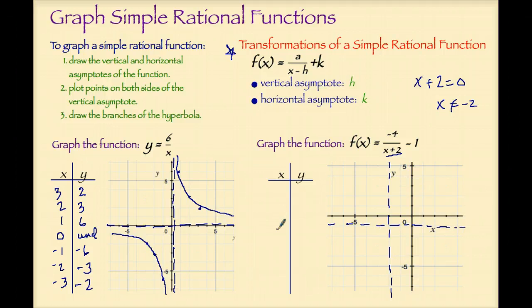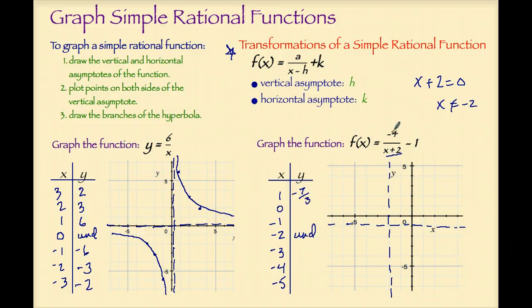Now, since the vertical asymptote is at -2, let that be in the center of your graph. The function is undefined there. And then choose 3 points on either side of -2. Once again, plugging these x values into the function, we'll discover what function values or y values go with. If I put 1 in for x, I get negative 4 over 3 minus 1, which is negative 7/3.